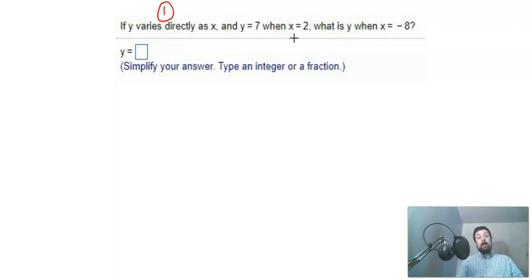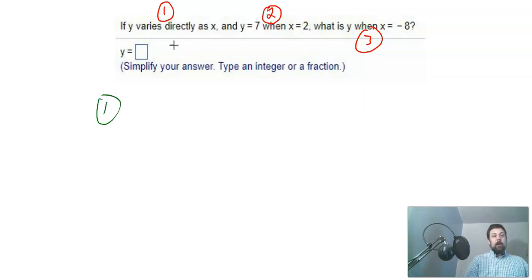And y equals 7 when x is equal to 2. That information is given to us so we can find k. We can figure out what the constant is equal to. So that's level 2. What is y when x is equal to negative 8? That's level 3. We answer that question once we've done levels 1 and 2 first. So we have to go in that order, doing the steps in that particular order that I just outlined.